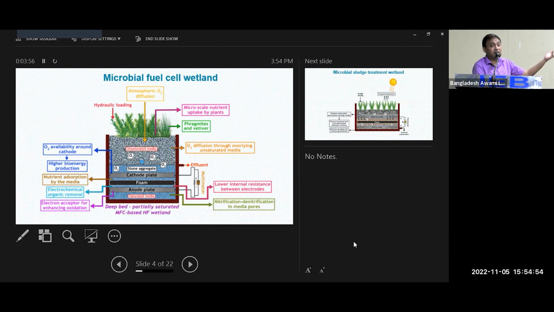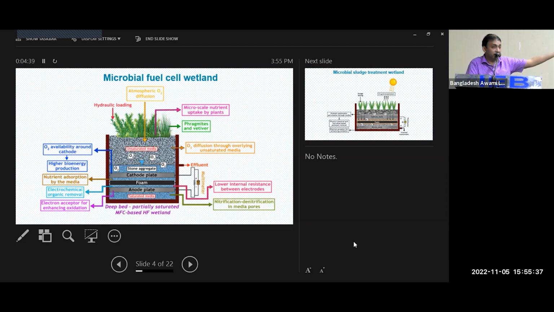Now I will introduce a very new system, the microbial fuel cell treatment wetland. This is a variation of the constructed wetland that I showed you. Here we are integrating electrodes. Electrogenic bacteria are capable of producing electrons. Bacteria will degrade organic matter and produce electrons, but they will work only when we insert electrodes, that means anode and cathode. So we have inserted anode and cathode and connected them with a resistor and multimeter.